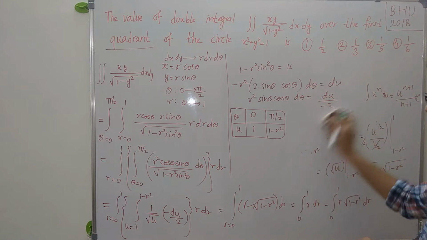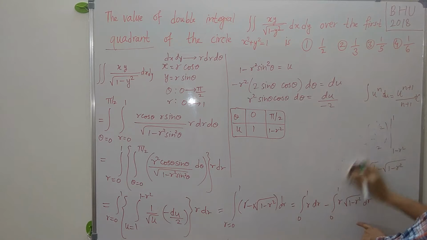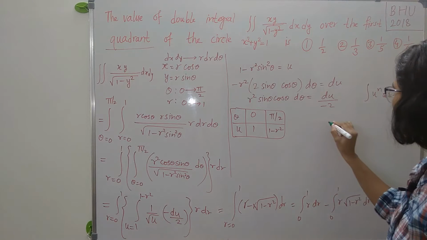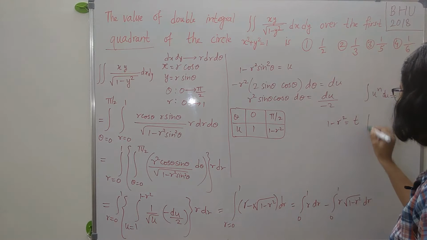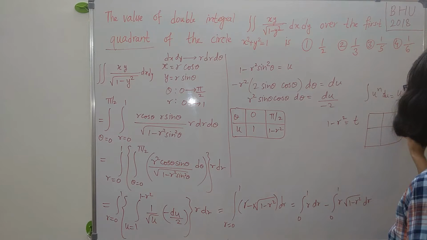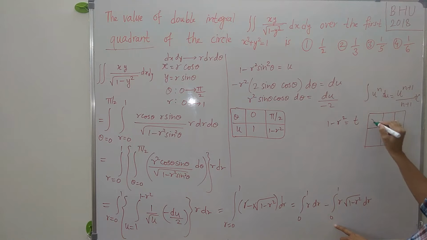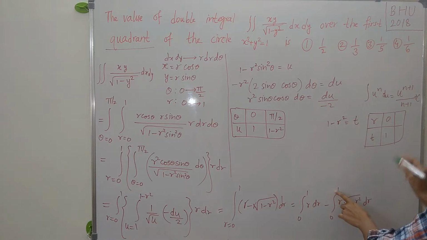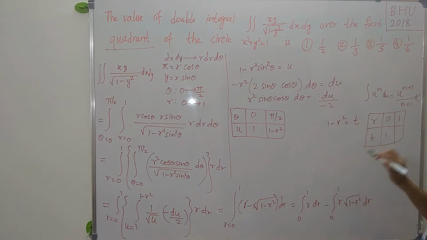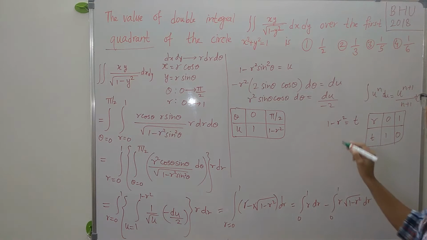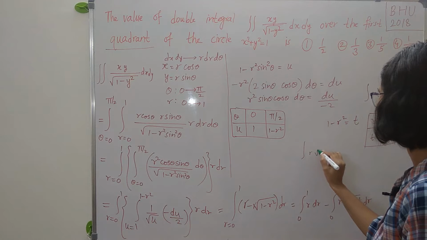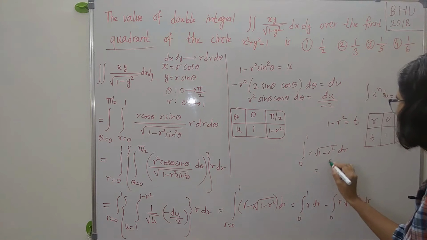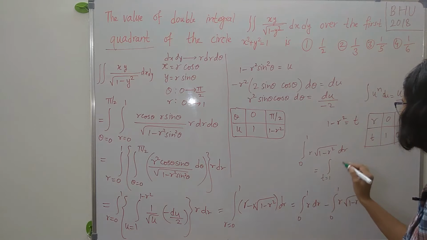Now again we have to do the substitution for this 1 minus r square. So substitute 1 minus r square as t. Now find out the limits first. When r is equal to 0, we have t is equal to 1 minus 0 square, which is 1. Then when r is equal to 1, t is equal to 1 minus 1 square, which is 0. So this integral r square root 1 minus r square dr from 0 to 1 is just the same as t from 1 to 0.